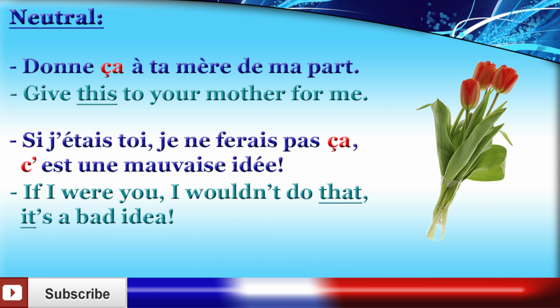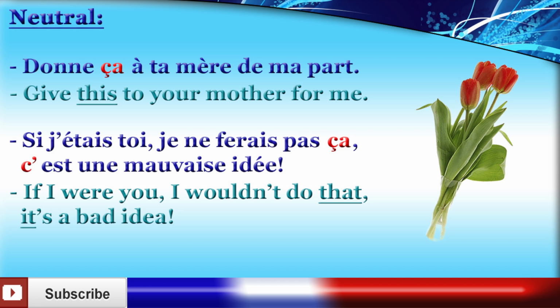For example, donne ça à ta mère de ma part, give this to your mother for me. The reason we're using a neutral demonstrative pronoun here is because what ça replaces hasn't been talked about before, so we don't know specifically which word it refers to. For example, if what was being given were the flowers pictured here, ça could stand for flowers or it could stand for tulips.